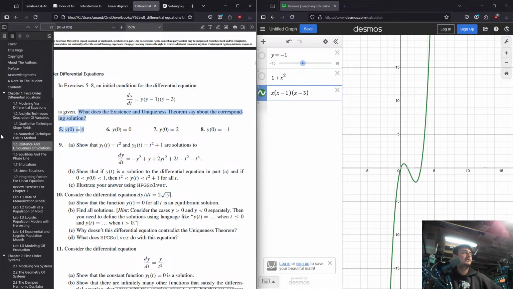Alright, so we have 0, 1, and 3, and we know the sign is positive. The reason why we know it's continuous is because if we take f of y, the partial derivative of f with respect to y is a polynomial.